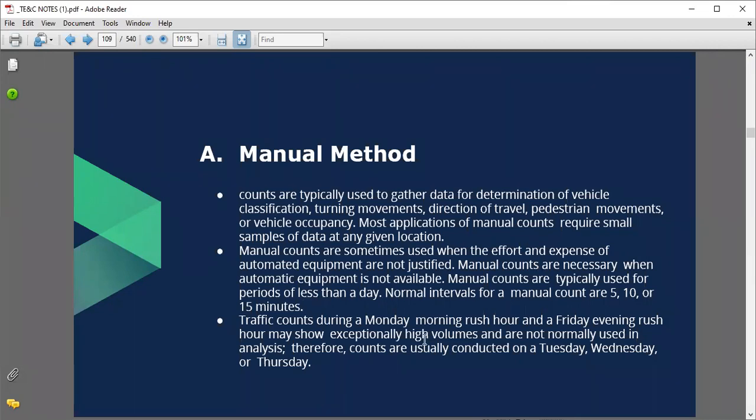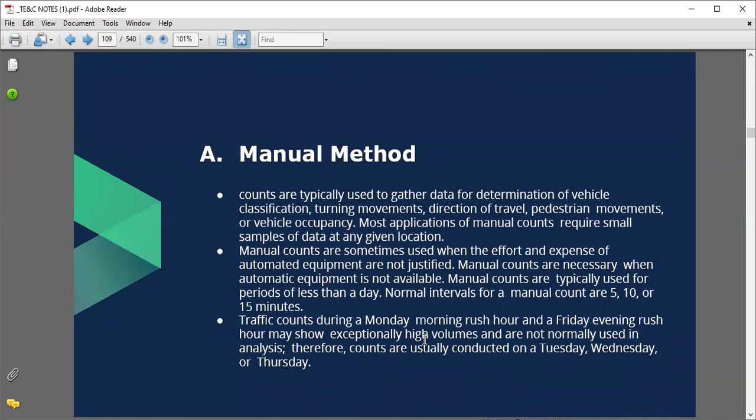Traffic counts during a Monday morning rush hour and a Friday evening rush hour may vary. You can consider one day: in the morning time the traffic is more, and in the evening time the traffic is also more. So we can count the vehicles at the morning and evening times.